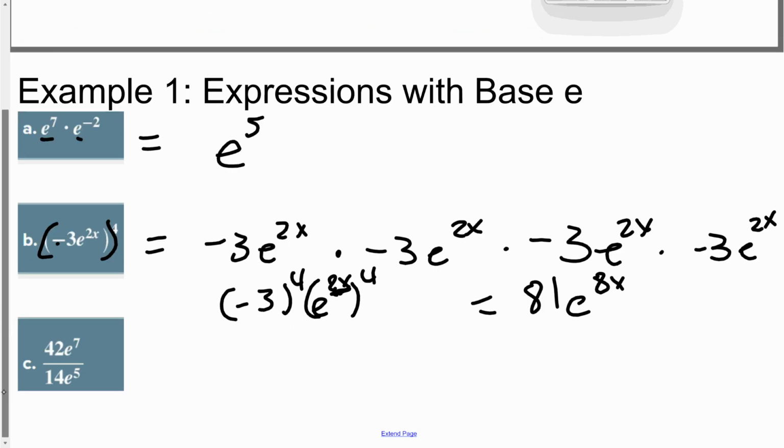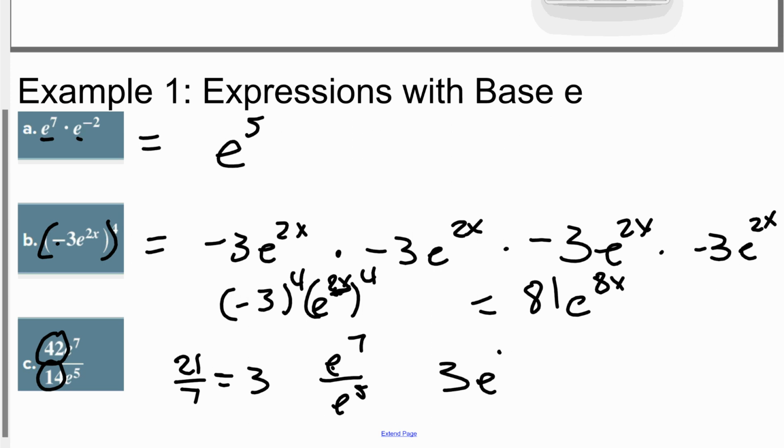Okay, on this one, here we're dividing, so I can take these coefficients out front and actually just divide them or reduce them, right? They both go into 2 times, probably bigger than that, maybe 7, probably 7. So we get 21 over 7, and then 7 divided by 21 is 3, right? So that reduces down to 3. And then e to the 7th over e to the 5th, we subtract exponents. So when we divide by the same base, subtract exponents, we get 3e squared.